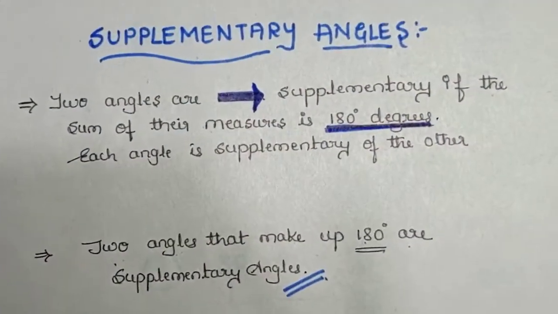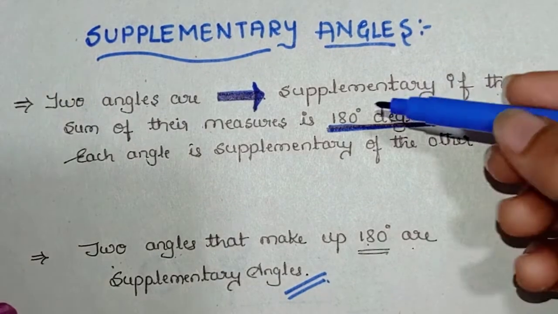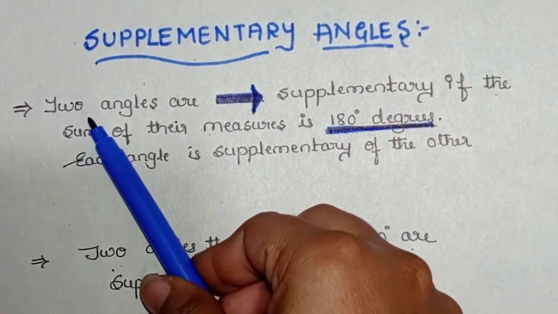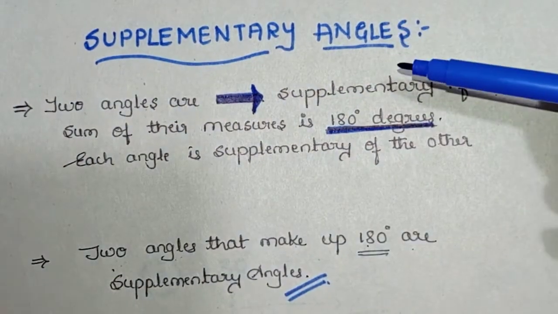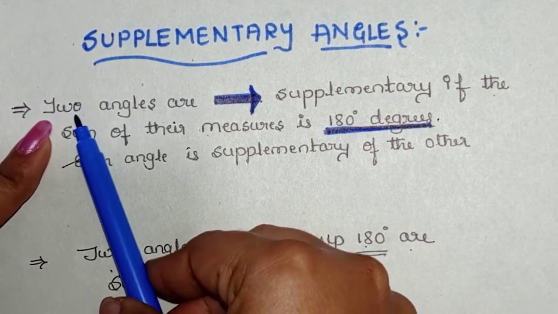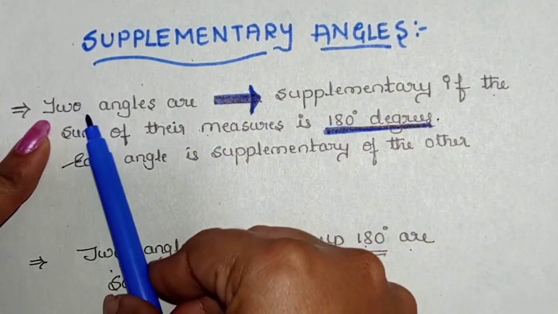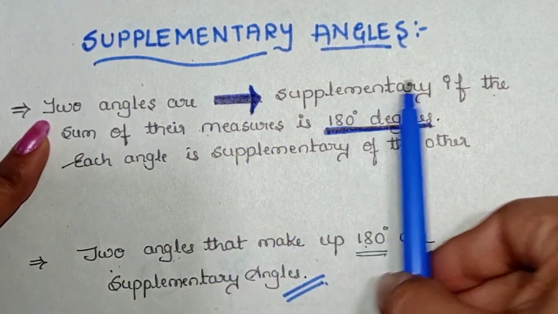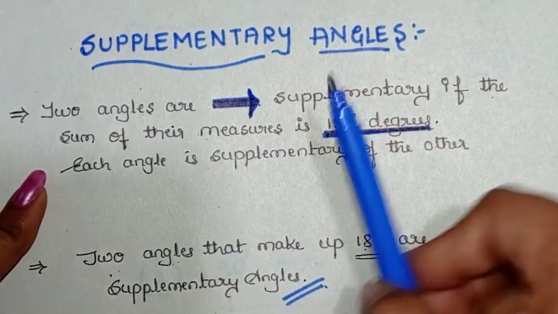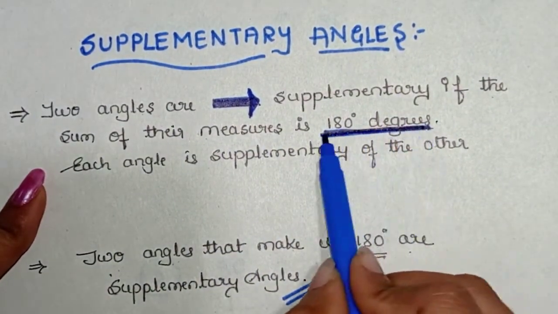Here you can see it very clearly, the definition of supplementary angles. As usual, to understand any topic or concept, first of all we try to understand the definition. Definition of supplementary angles: two angles are supplementary if the sum of their measures is 180 degrees. Here 180 degrees is very important.